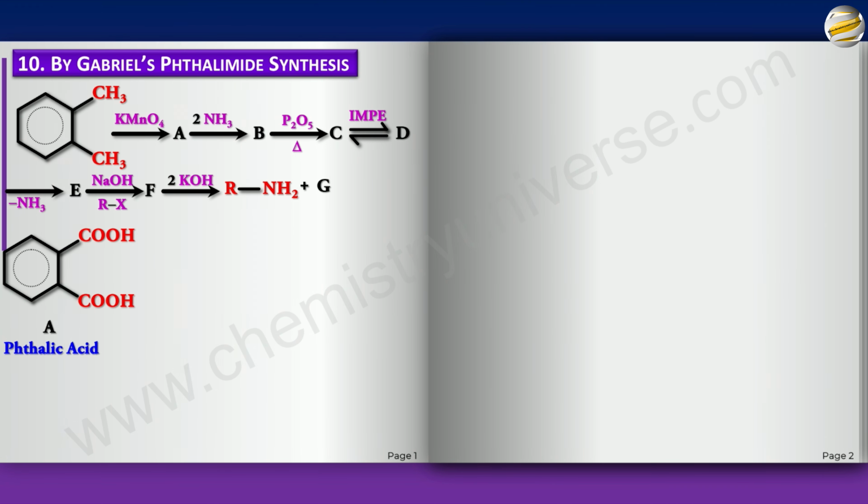Now what do you think will happen when I add 2 NH3 to it? Remember, it's a dibasic acid. It's got 2 COOH. I'm adding 2 ammonia. So won't you get 2 ammonium salts? Acid and base reaction. It is ammonium phthalate.